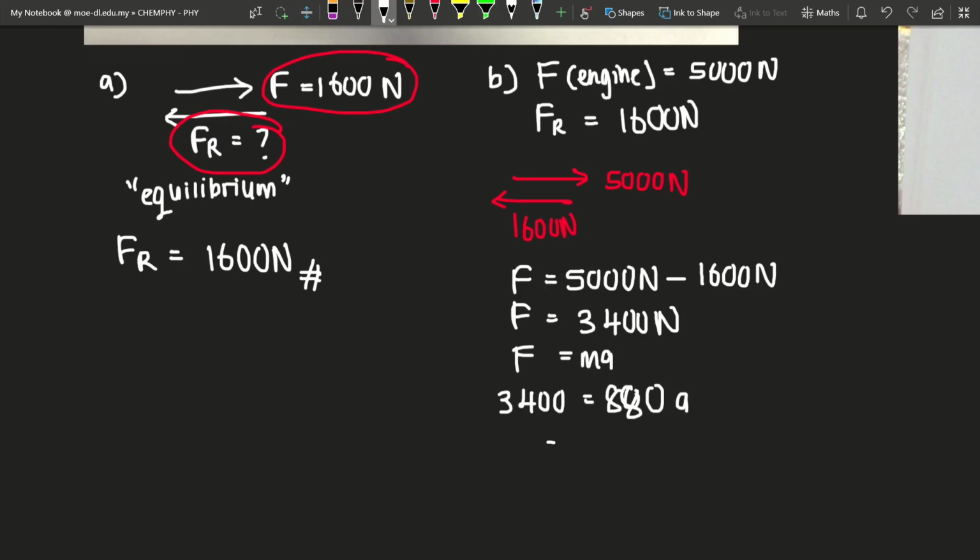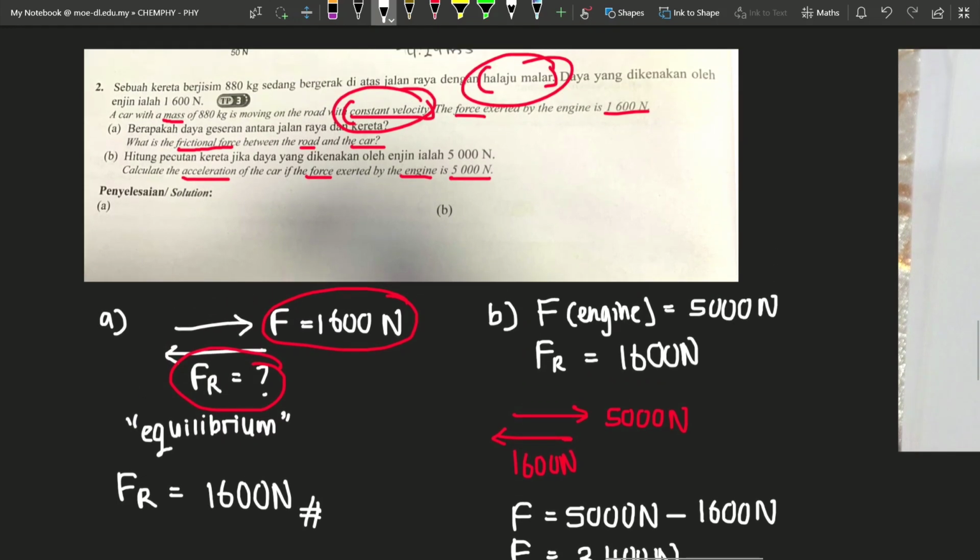Therefore, your a will be 3,400 divided by 880. So you will get 3.86 unit in meter per second square. This is your pecutan apabila daya tujah 5,000 Newton tapi pada masa yang sama ada daya geseran 1,600. You guys cari daya paduan, you guys bahagi dengan mass supaya dapat acceleration.